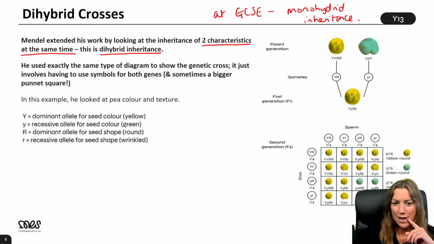Can you do it with 3? You probably could, but we never go beyond 2, okay? You could probably try doing it with 3, but we only ever do it with 2. At A level anyway. I'm not sure about university.